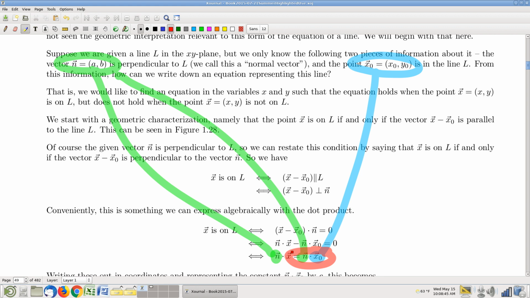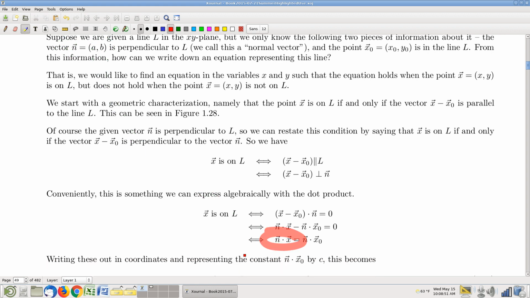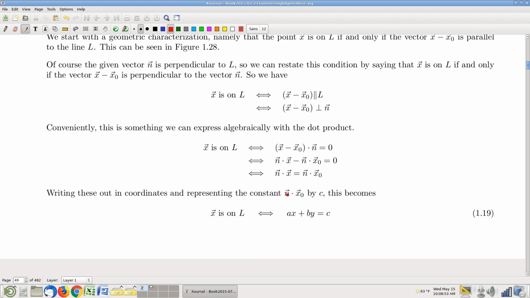And the left side of the equation, the dot product with this n vector, that left side becomes ax plus by. And lo and behold, here it is. There's that equation that I was not so impressed with when I was in middle school. And we see that this equation comes out of a natural geometric argument that you can make.